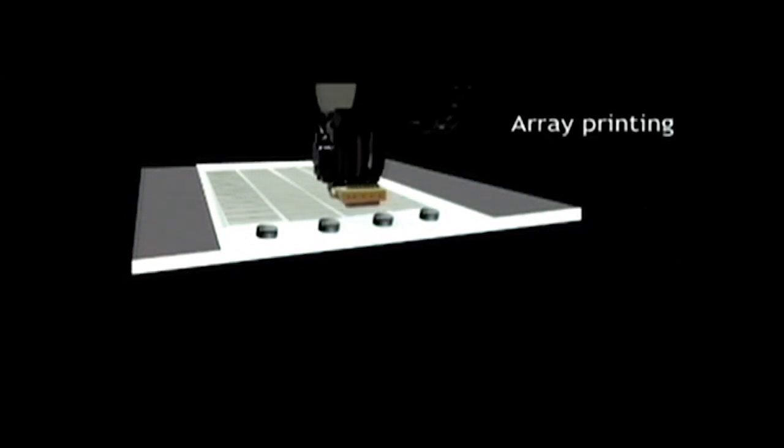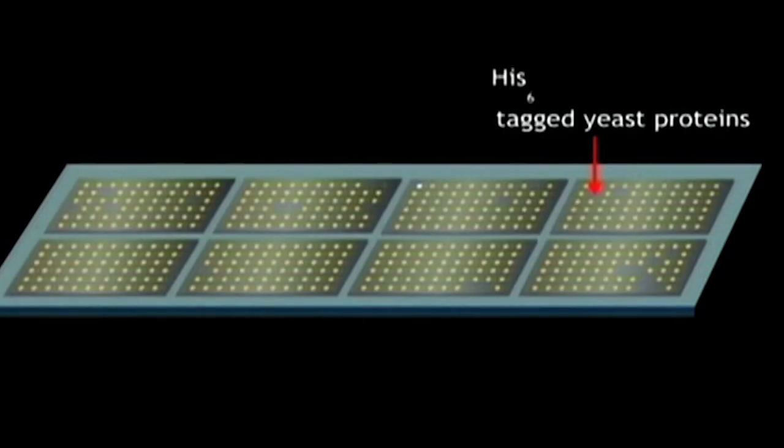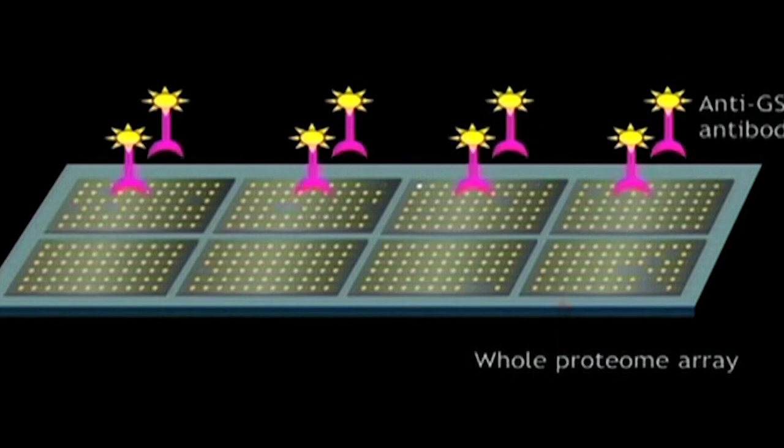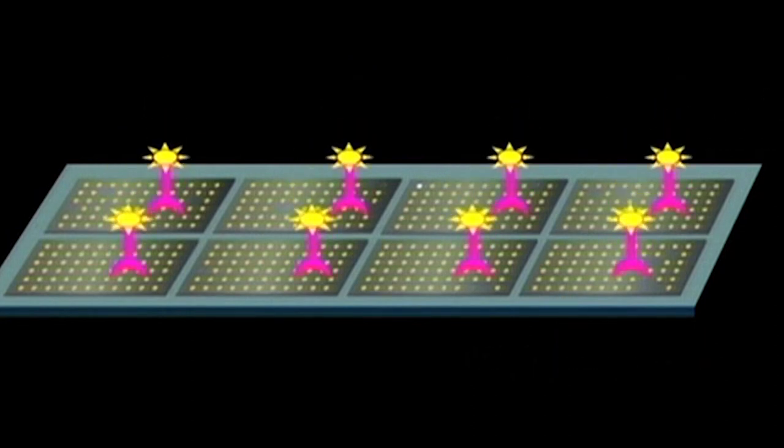The study was performed by Zhu et al., Global analysis of protein activities using proteome chips. Authors generated a yeast whole proteome array by expressing 5800 purified proteins on a single nickel coated slide. The chips were probed with anti-GST antibodies to determine the reproducibility of protein expression and immobilization.